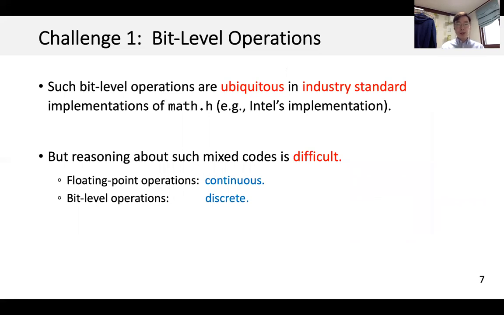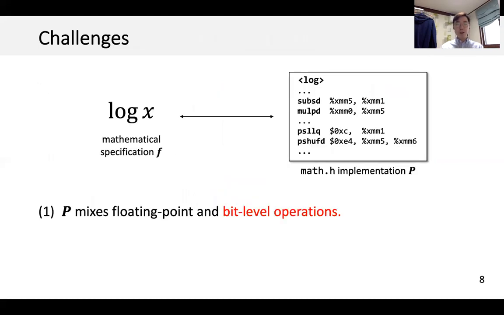And this is mainly because the behavior of floating point operations is continuous, but that of bit-level operations is discrete. Those two conflicting natures make reasoning about such mixed code difficult. That brings the first challenge that I mentioned earlier. We partially solved this issue and presented our result at PLDI. Because of the time limit, I'm not going to talk about our approach in more detail.